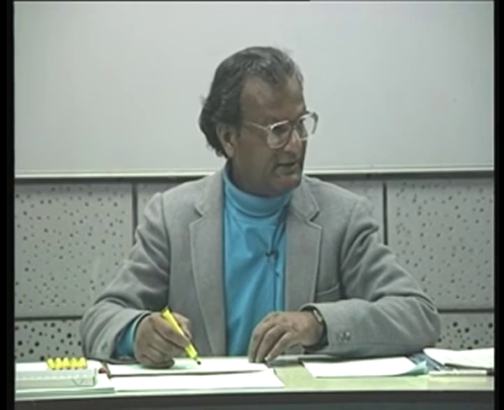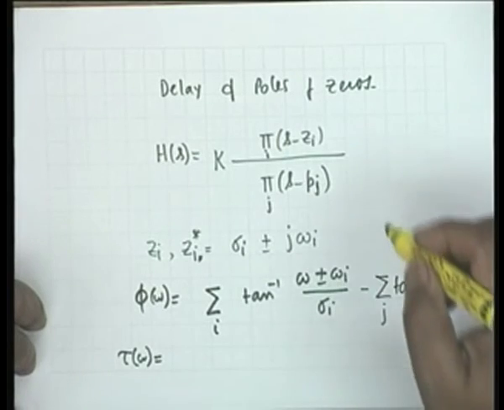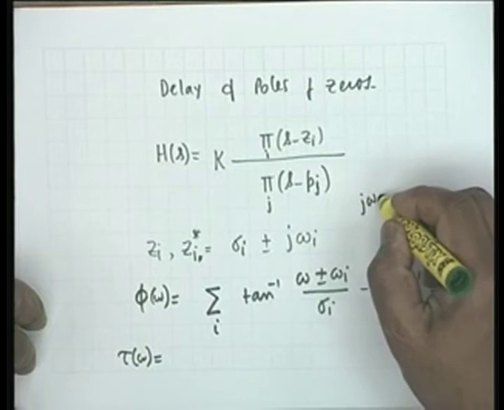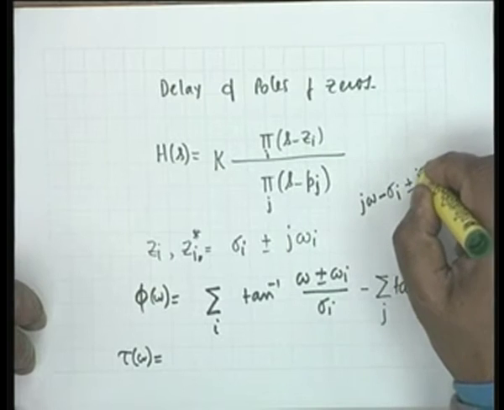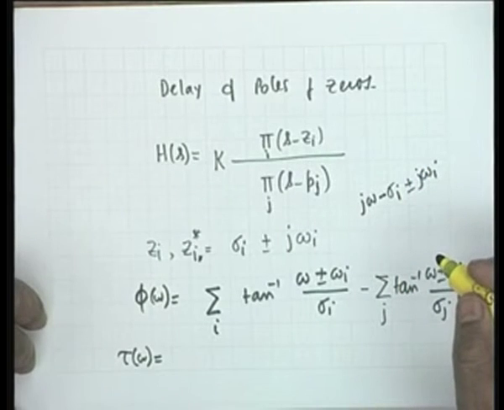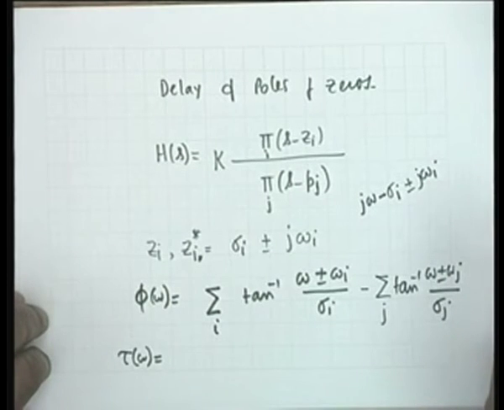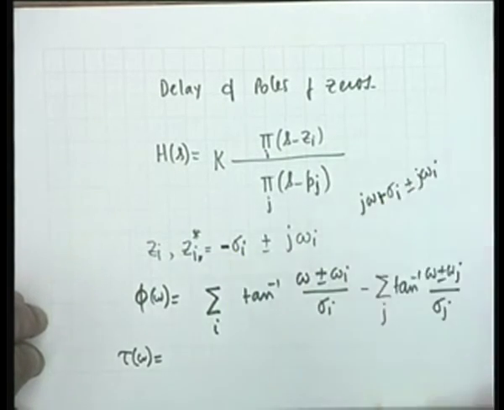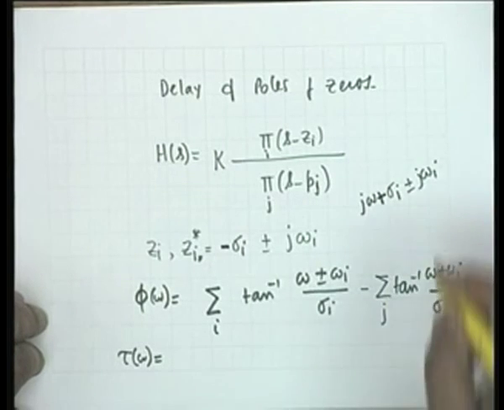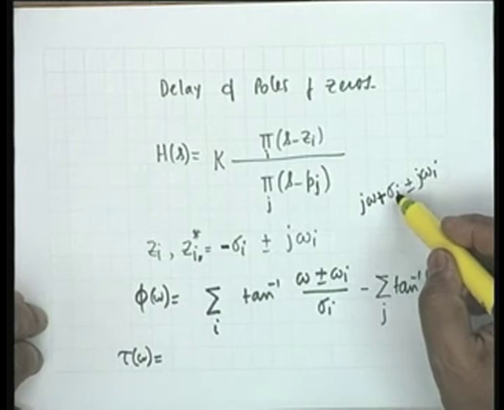Why a constant here? It's tan inverse of (omega plus omega_i). How is it so? You see, j omega minus sigma_i plus minus j omega_i. Let us put this as minus sigma_i, then it will be j omega plus sigma_i plus minus omega_i. So the imaginary part is omega plus minus omega_i, and the real part is sigma_i.